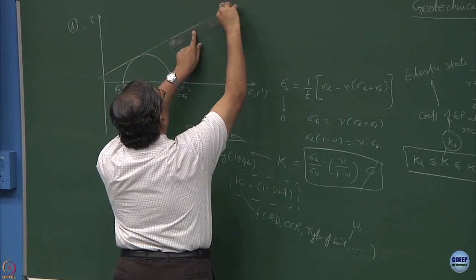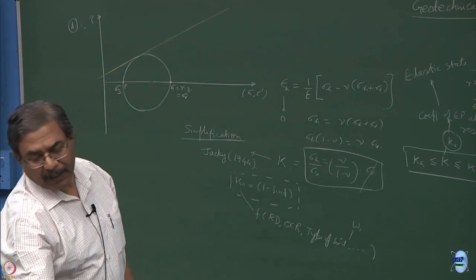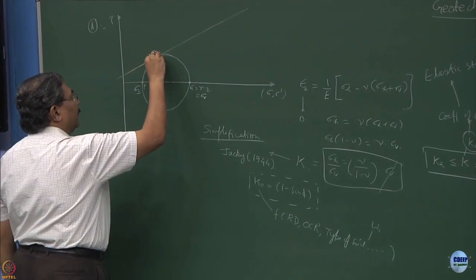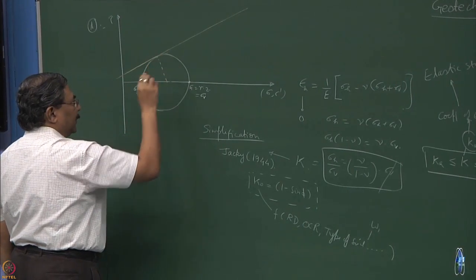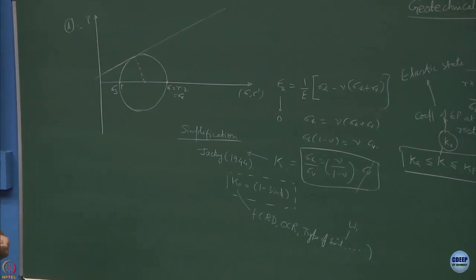so, this is the Mohr Coulomb envelope, fine, the material remains the same, only the state of stress is going to change. At this point, if I draw a perpendicular, this becomes the center. What is the inclination of the failure plane?